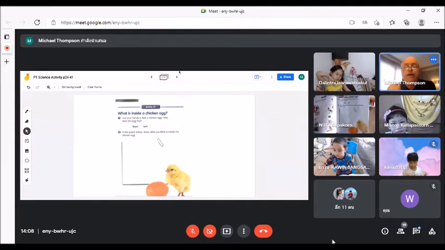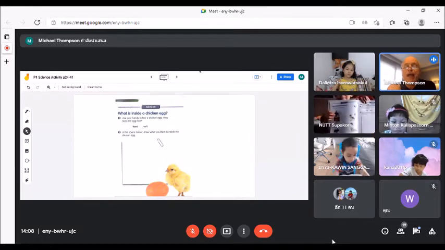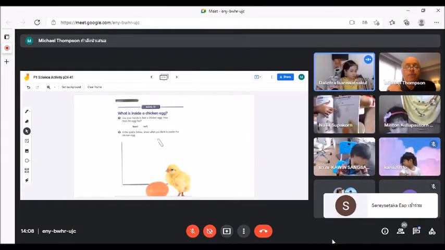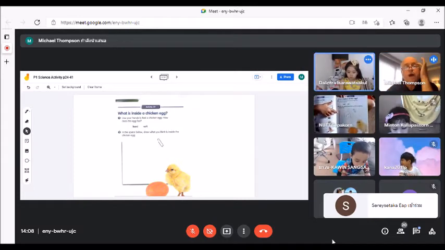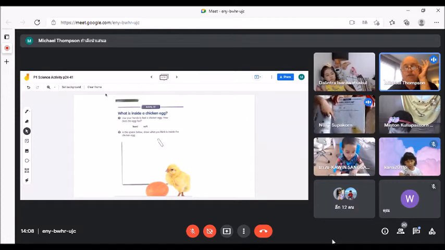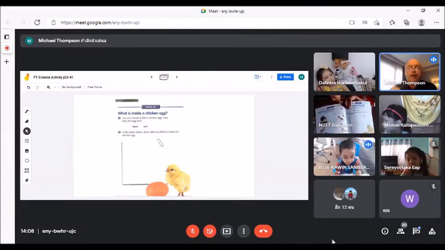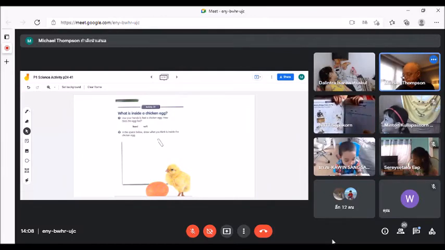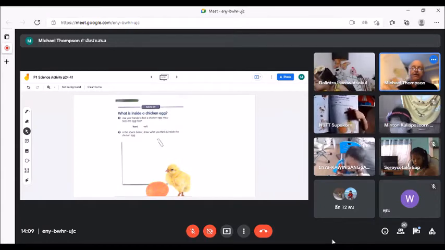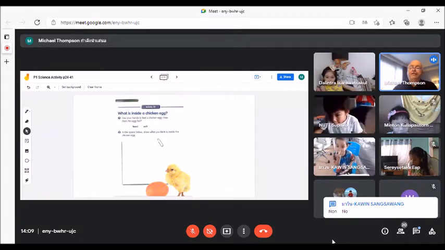All right, so in this one, it's what's inside a chicken egg. All right, there we go. So you got to think, what's inside a chicken egg? All right, first of all, what is a chicken egg? Page 29. All right, I think some people went way ahead. All right, so page 29.